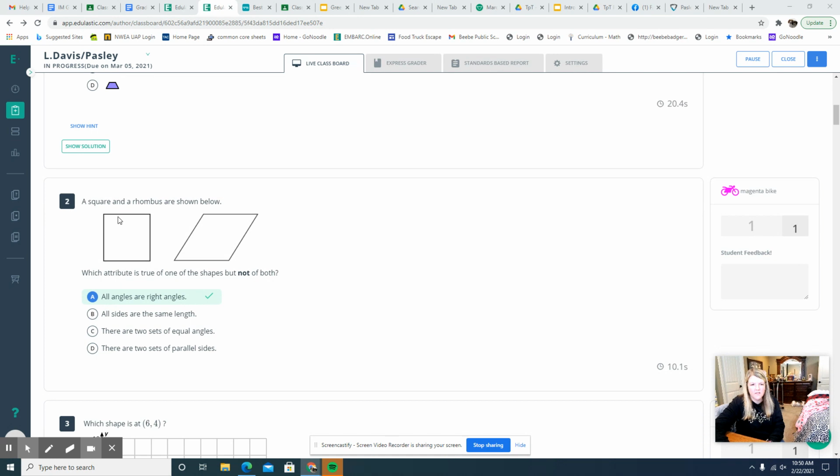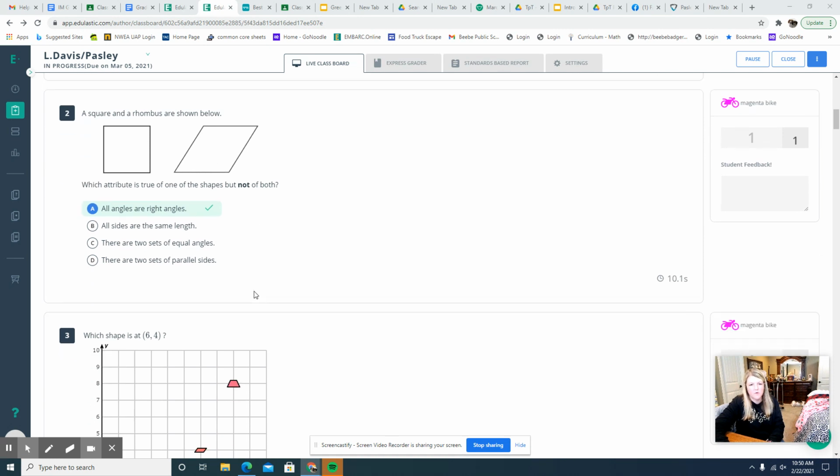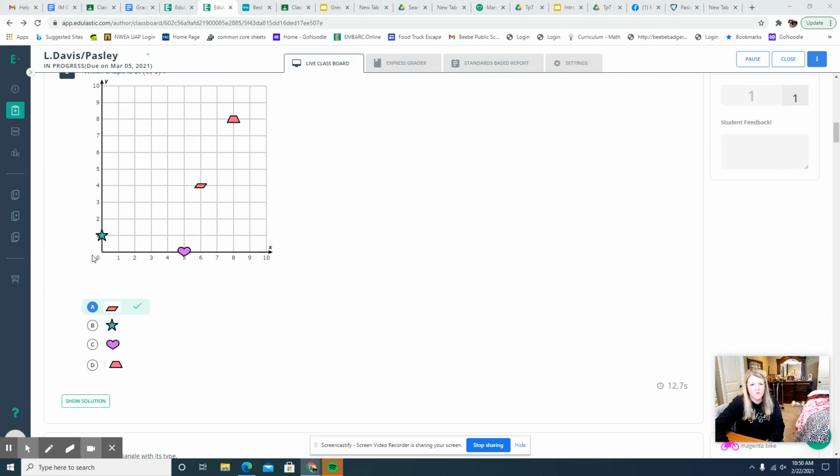Then here, a square and a rhombus are shown below. What attribute is true of one of the shapes but not of both? So the attribute, that's just a characteristic. So all the angles are right angles would be true of the square but not the rhombus. So that's the one that's not going to be true of both. 6, 4, if we go over 6 up to 4, we get to the parallelogram.